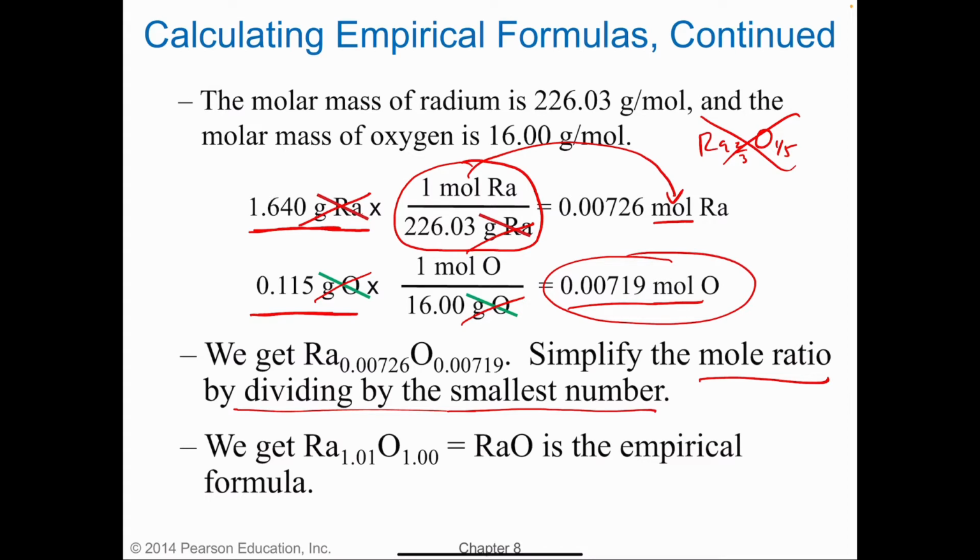Got 0.00726 and 0.00719, so the oxygen one came out smaller. So we divide both of them by that, so oxygen will obviously come out to be 1 exactly. The radium, doing the 0.00726 divided by 0.00719, comes out to 1.01. And then after that, we can round to the nearest whole number. So it would just be 1 radium, 1 oxygen, or we just write it as radium and oxygen. So RaO would be the empirical formula.